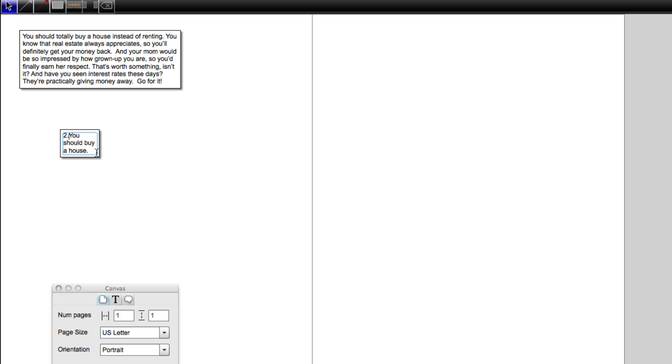I'm going to take the quotation marks off it, give it a number, make it a little bigger. You should buy a house. That's what this arguer wants us to accept at the end of the argument, if the argument is successful. So let's go ahead and put it up there. And then let's start looking for premises. I'm in fact going to double click the text box button and put a few down here because I'm sure we have more than just one.